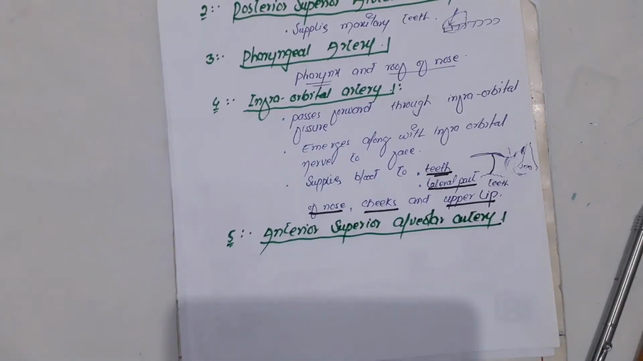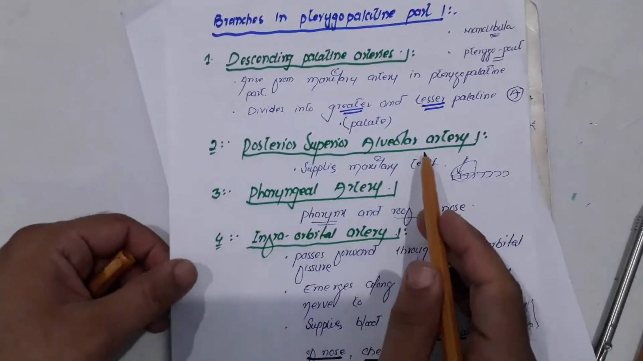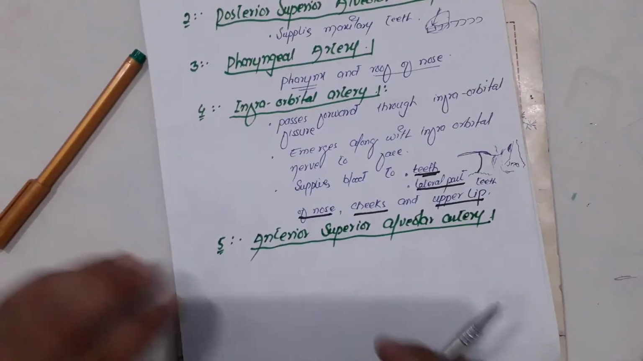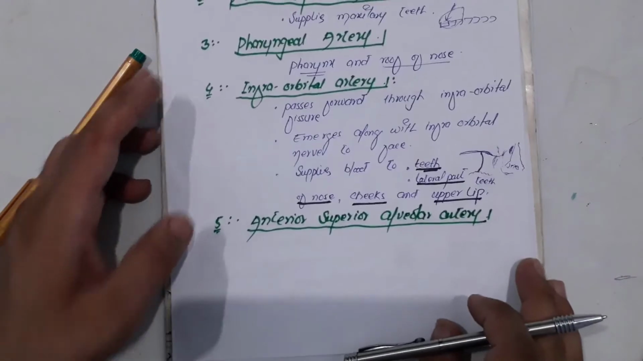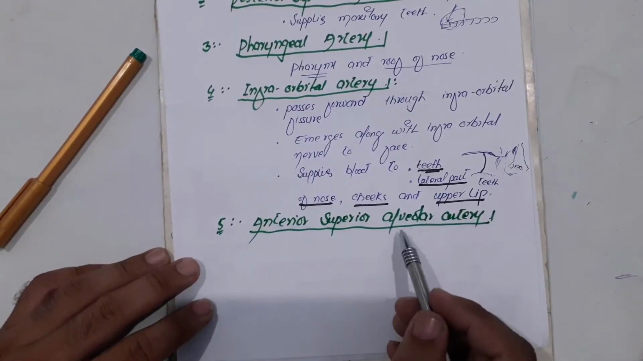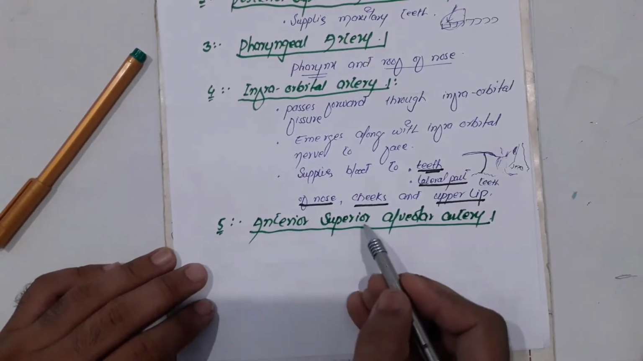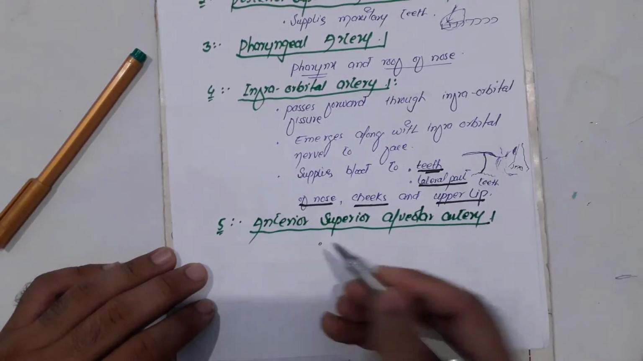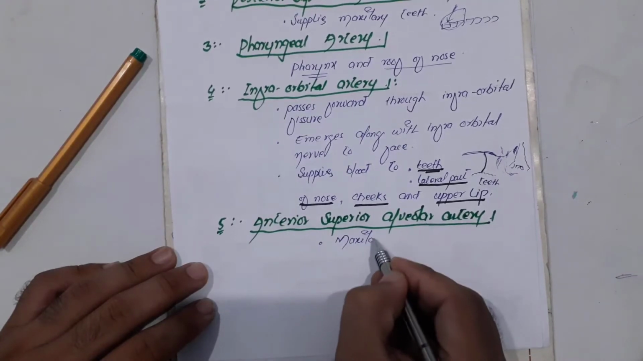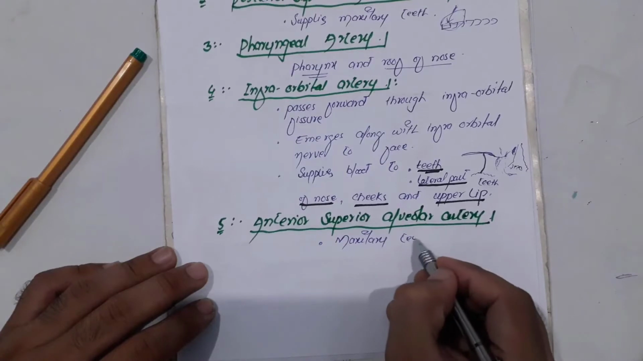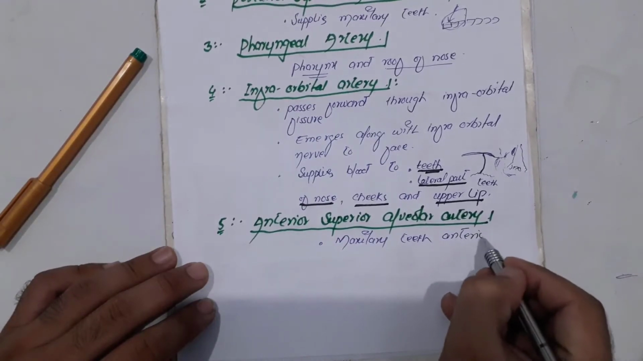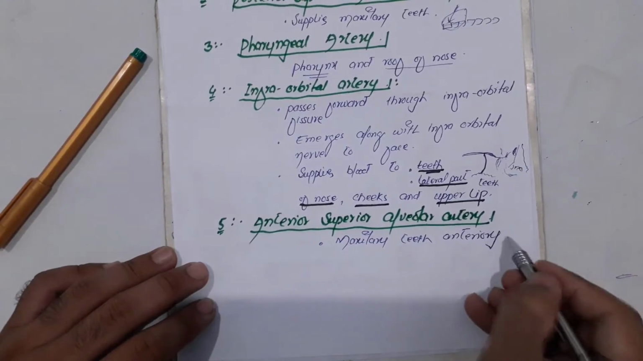Clear, friends? Okay, there was the posterior superior alveolar artery, then we have the anterior superior alveolar artery, so it must be supplying the alveoli of the maxillary teeth, right? So the anterior superior alveolar artery supplies the maxillary teeth anteriorly, right?